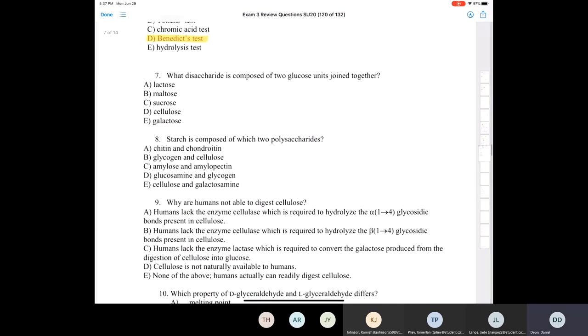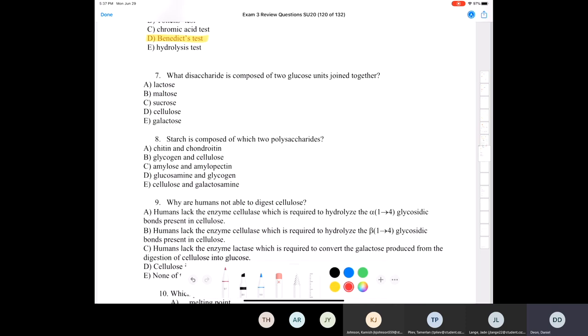Okay, let's look at number 7. It says, what disaccharide is composed of 2 glucose molecules joined together? The only way to really do this is to memorize it. Anyhow, who could tell me which one of these is made up of 2 glucose units? Which one of these is? Yeah, thanks, Jasmine. So maltose is the correct answer.